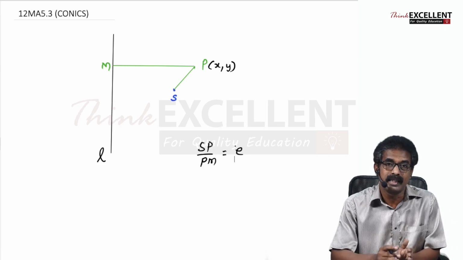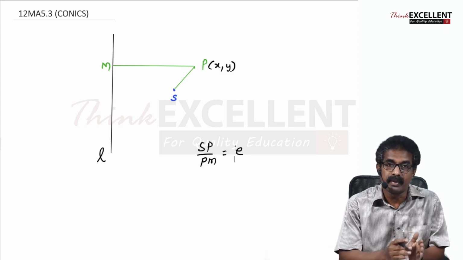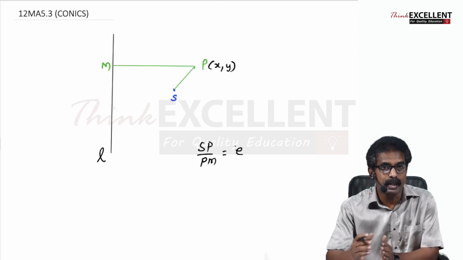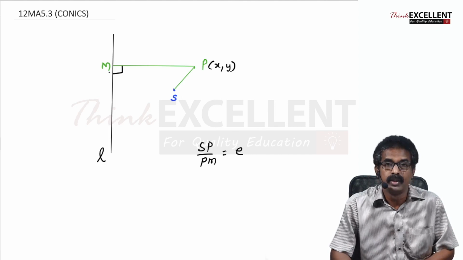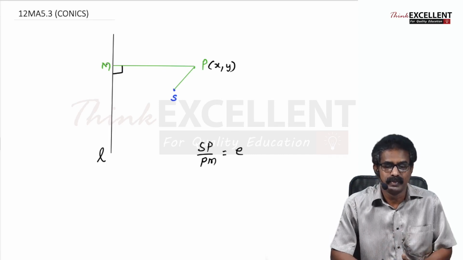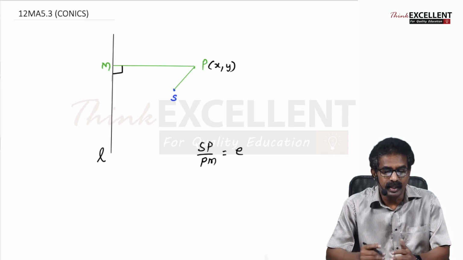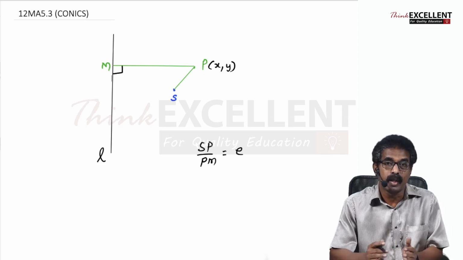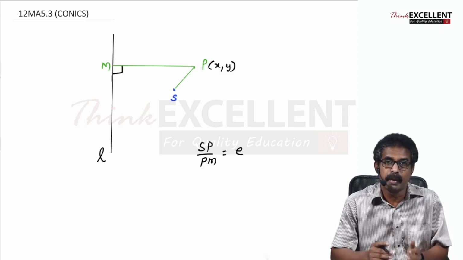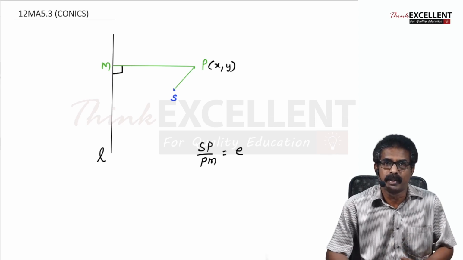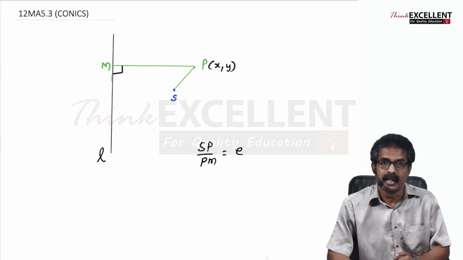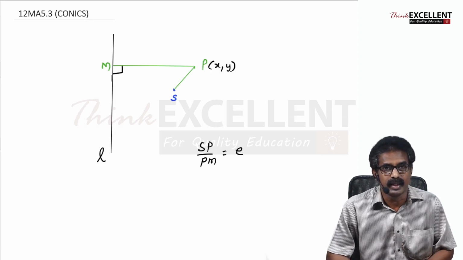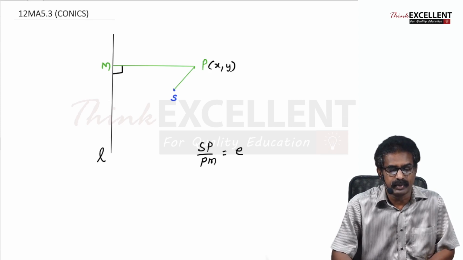SP by PM. What is SP? Distance from the fixed point to that moving point. That distance is divided by PM, where from that point you draw a perpendicular line to the fixed line. So if you divide SP by PM, you have to get the same number. If SP by PM is 1 by 2, it means every time it should be 1 by 2. In such a way, wherever it can move, those points you join, you will get a curve, and that curve we call it as what? Conic.